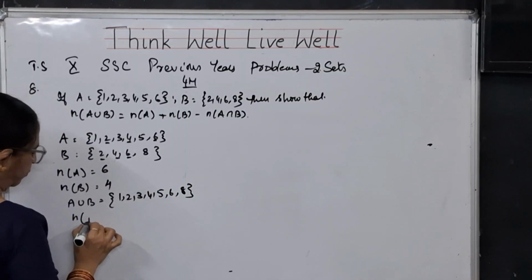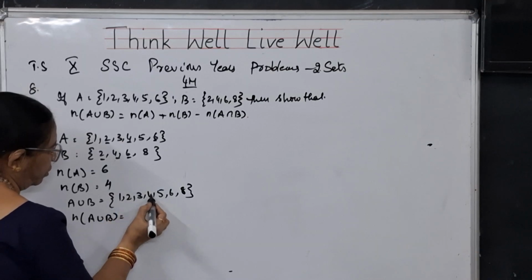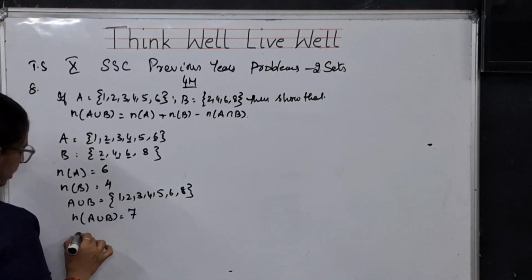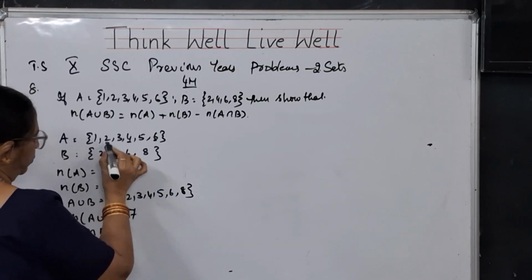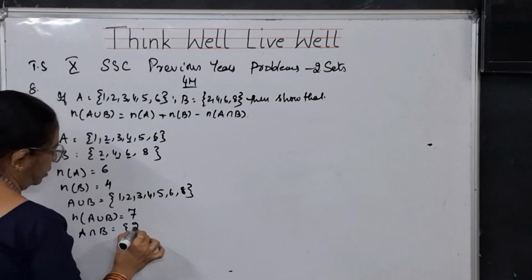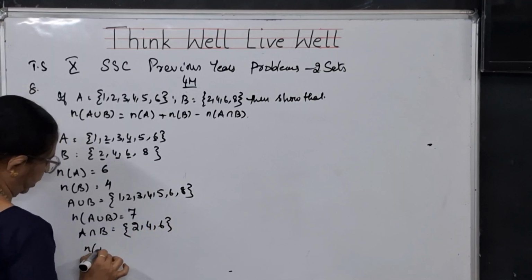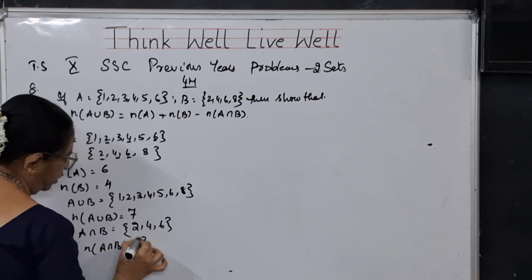So what is n of A union B? n of A union B is 1, 2, 3, 4, 5, 6, 7, so 7. Next, write A intersection B. A intersection B, what all I have underlined, that is 2, 4, 6. So what is n of A intersection B? 1, 2, 3. It is 3.